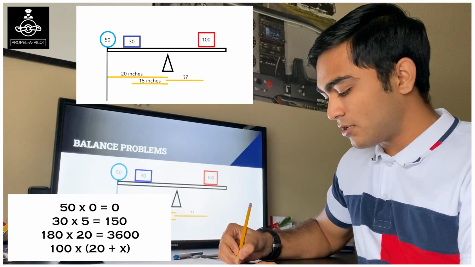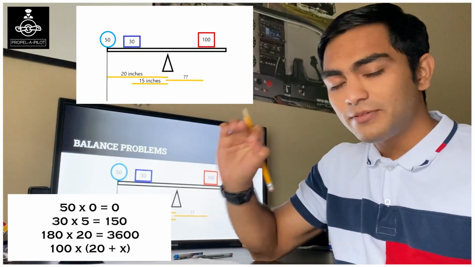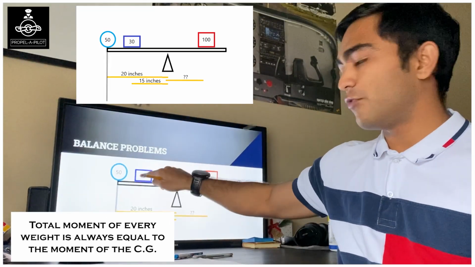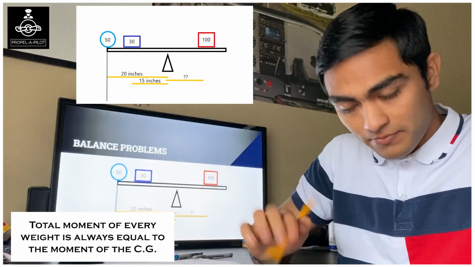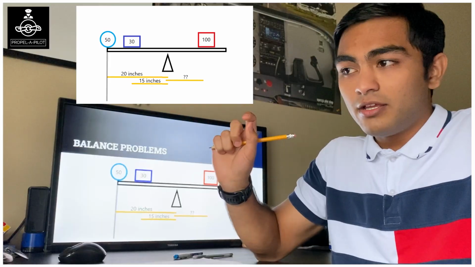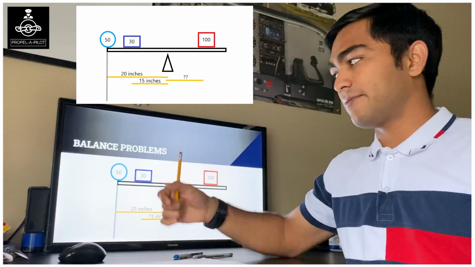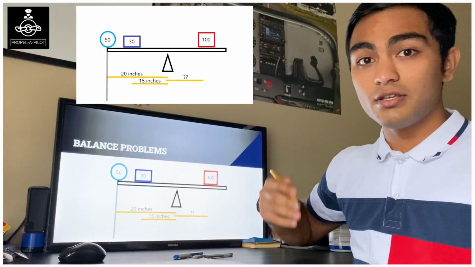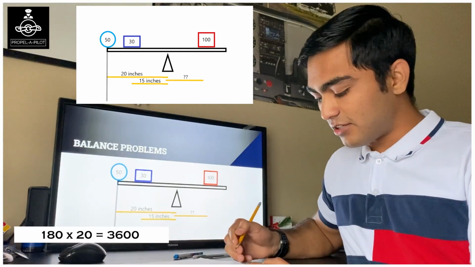Right? Now, this is where we apply our proper conceptual thinking. We know that the total moment of all of the weights individually is always equal to the moment of the CG. Yes, because the CG is the imaginary point, physically proven, from where the weight of the whole system is acting. So theoretically, the moment of the CG should be equal to the individual moments of the system. So the moment of the CG which we got before was 3,600.